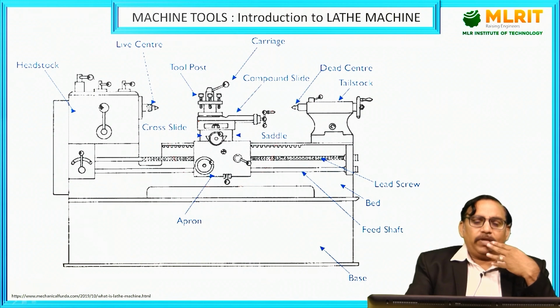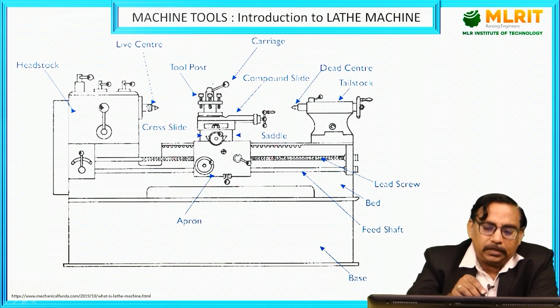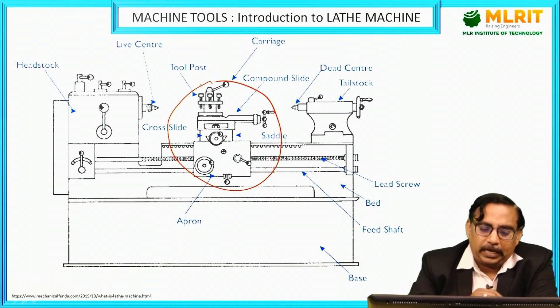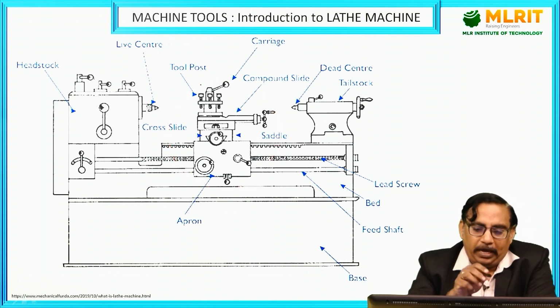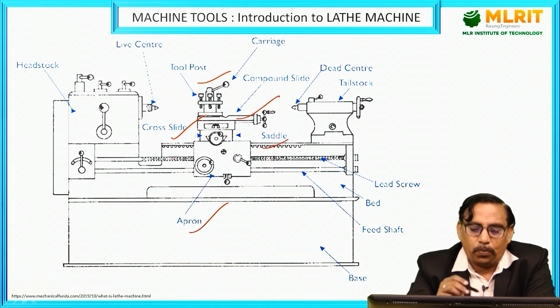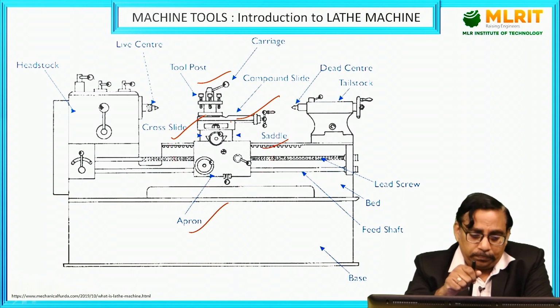Now the line diagram, where we can simply remember the main parts. See, this circle part is the apron or carriage, what we are calling the carriage, right? It will have the tool post, cross slide, apron, the saddle as well as the compound slide. This compound slide can be rotated in order to get the tool at an inclined position, any desired angle, right?